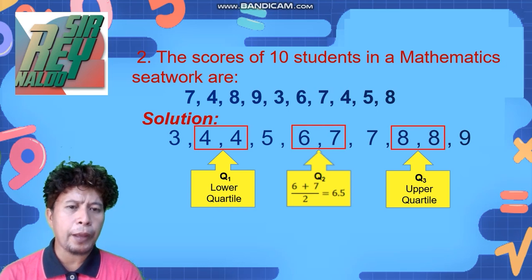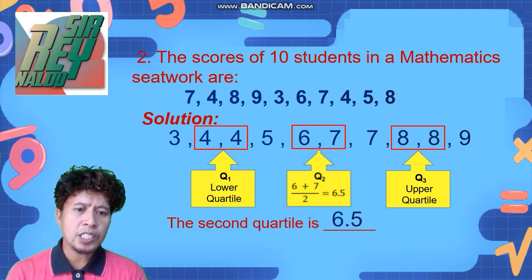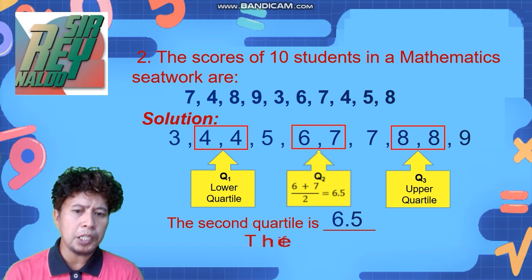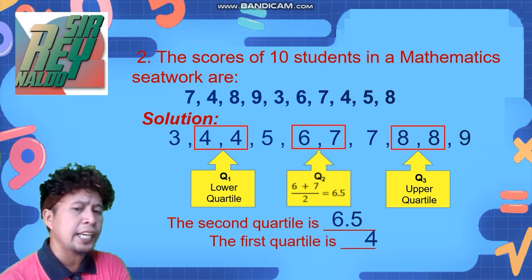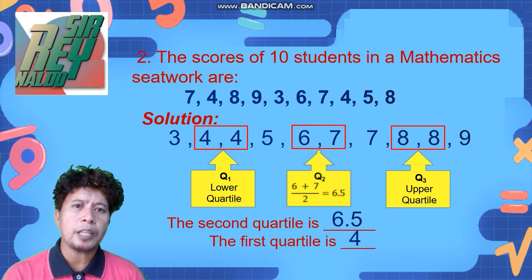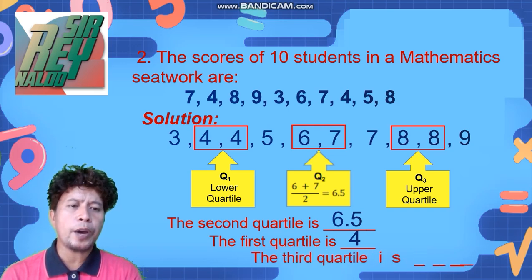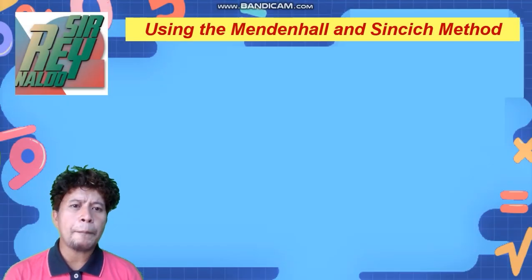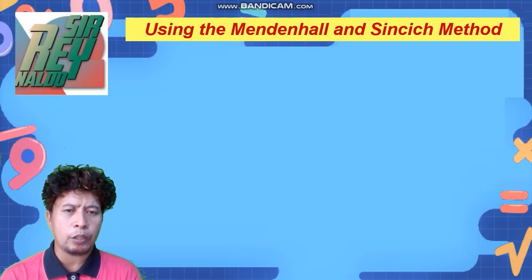Okay, let's interpret. The second quartile is 6.5, obviously. The first quartile is 4, kasi 4 plus 4 divided by 2 is equal to 4. Likewise, 8 plus 8 divided by 2 is equal to 8. Okay, how about if we use the Mendenhall and Sensich method?